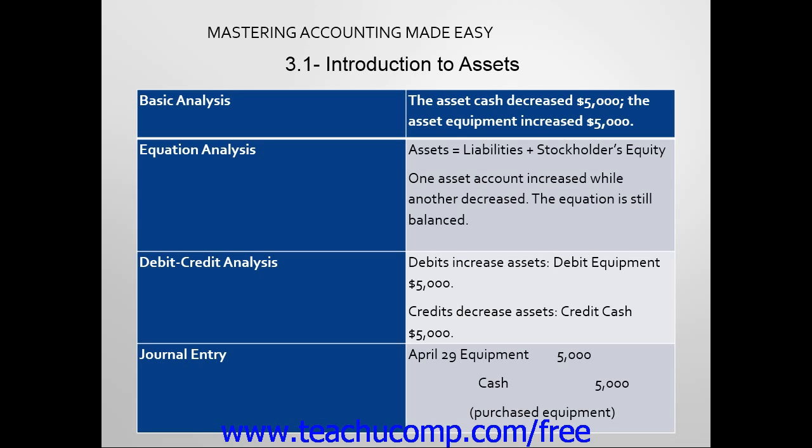Our journal entry would have the date of the transaction, April 29th, and then equipment debited $5,000, while cash is credited $5,000. Some companies will also put notes in to show what the transaction entails. In our example, we purchased equipment.